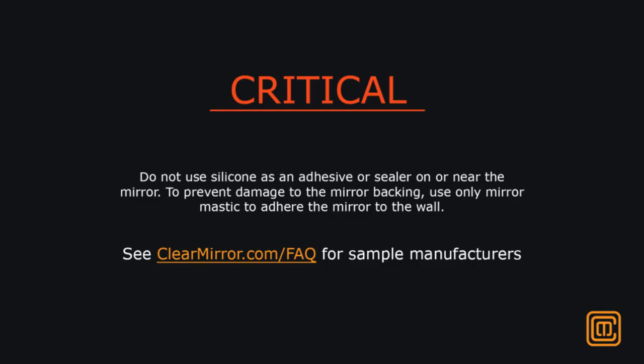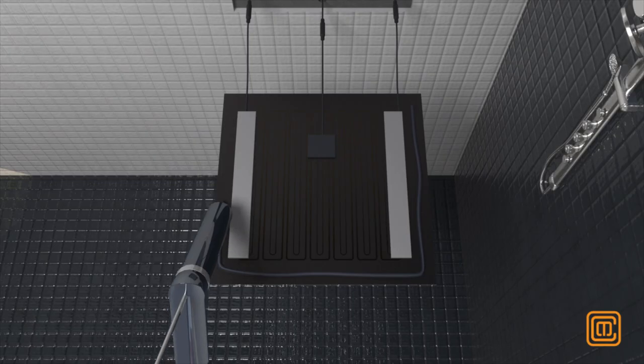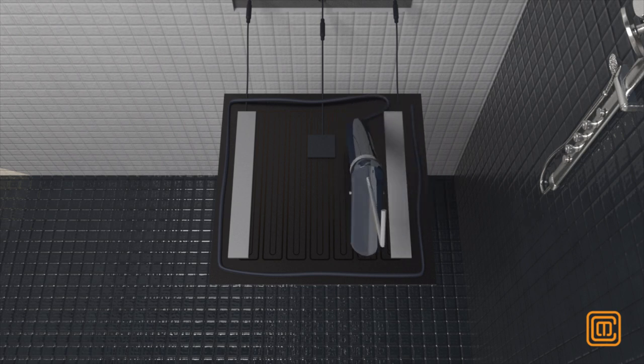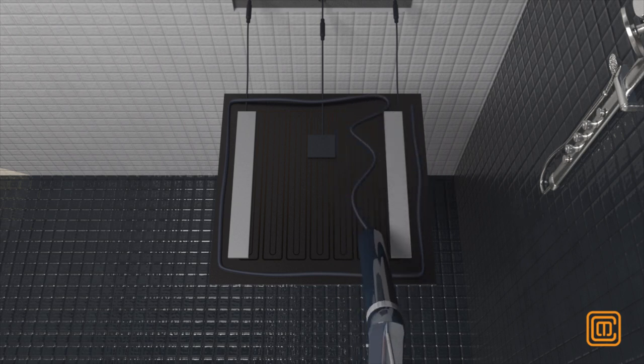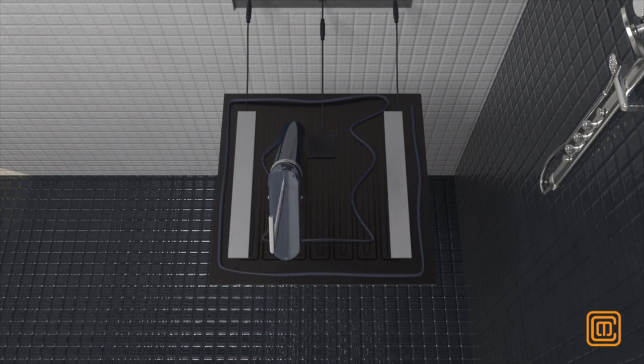Do not use silicone as an adhesive or sealer on or near a mirror. To prevent damage to the mirror backing, use only mirror mastic to adhere the mirror to the wall. See clearmirror.com for sample manufacturers. Apply a liberal amount of approved mirror mastic to the wallboard. It is okay for the mastic to stick directly to the attached defogger on the back of the mirror. Apply a continuous bead around the entire edge perimeter to protect the mirror, as shown.